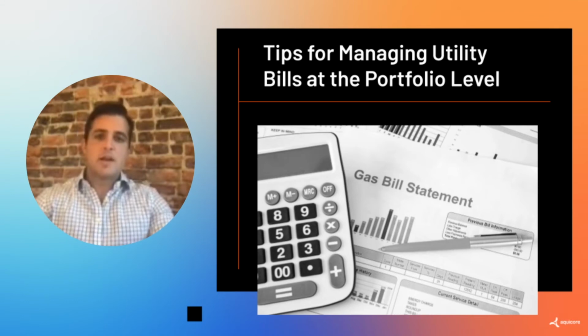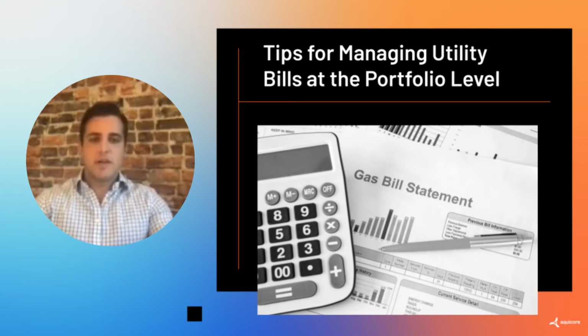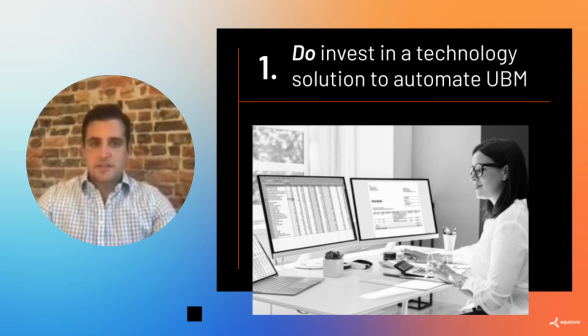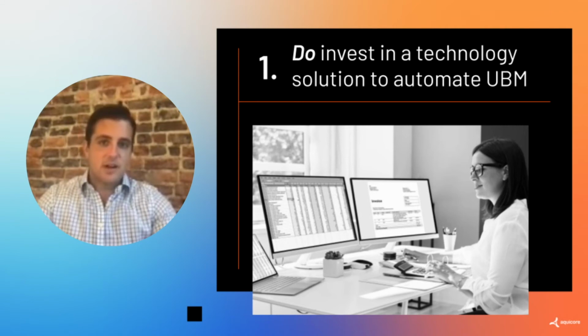With that in mind, here are our top 3 tips for successfully managing utility bills at the portfolio level as part of your overall data strategy. Tip number 1, do invest in a technology solution to automate your utility bill management. This is an area where technology can really give your team a boost because manually administering utility bills can be a very time and labor intensive process and takes away from more high value activities that you and your team can be working on.